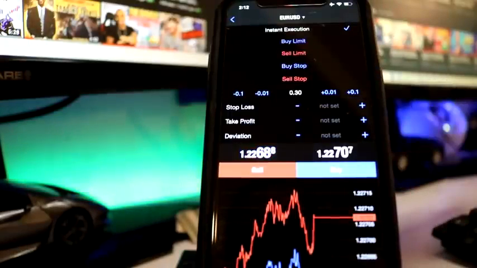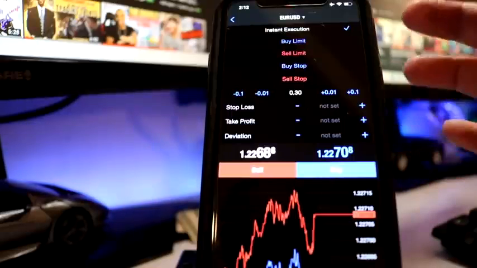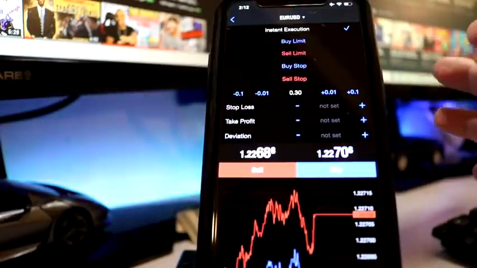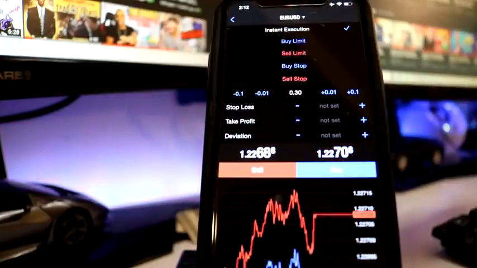So that's instant execution. Now these four down here are all different pending orders that you can place, which pretty much automates your trading for you. It tells the market, okay, I think the price is going to do such and such. I want to get in, but don't put me into the trade until it does this.